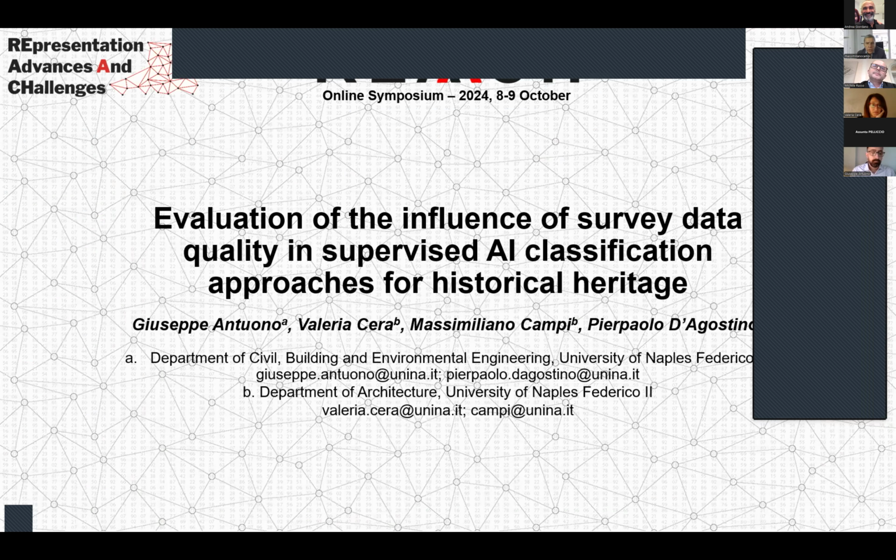This research is a collaboration between two departments, Department of Architecture and Department of Civil Building and Environmental Engineering of University Federico II di Napoli. The topic addressed is a critical investigation of the use of artificial intelligence algorithms for cultural heritage classifications, based on some still ongoing research questions that have emerged from the studies that our two groups have conducted in recent years. The work that will be described focuses on evaluating the quality of survey data, but we will also try to present further advances in this research.